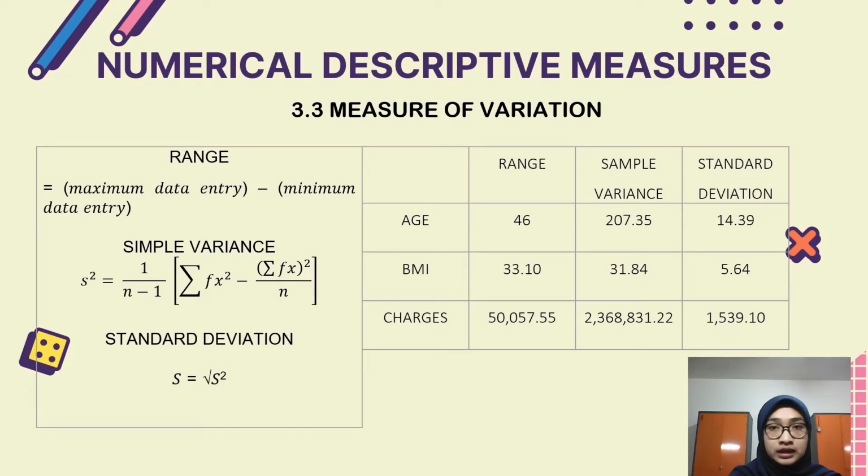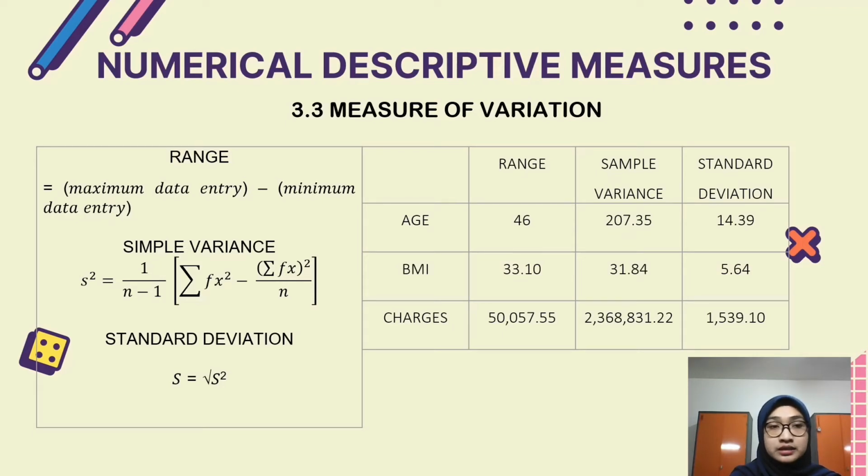Range of the data is the difference between the maximum and minimum data values from the dataset. A large range means high variability and a small range means low variability in the distribution. The formula used to calculate range is below. Range for age is 46, BMI 63.10, charges 50057.55.